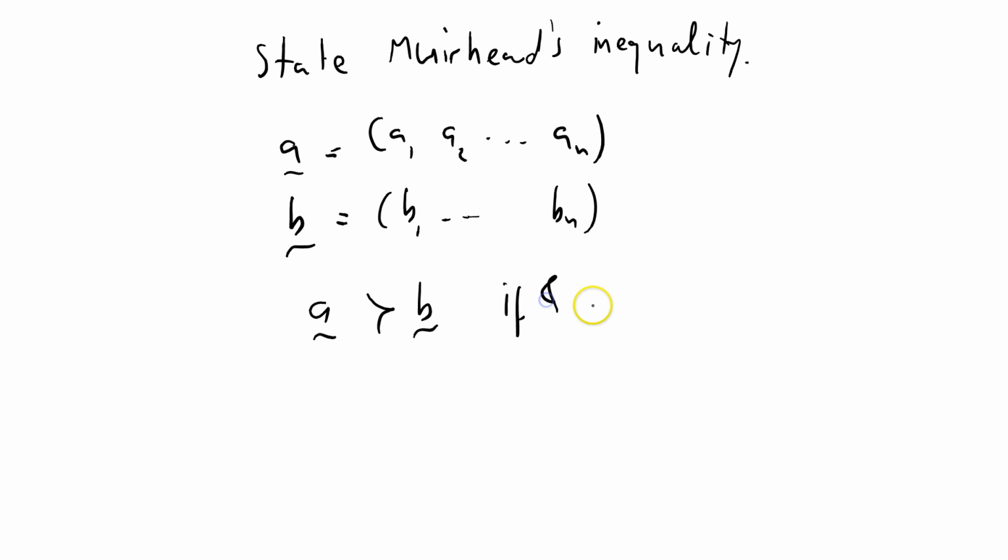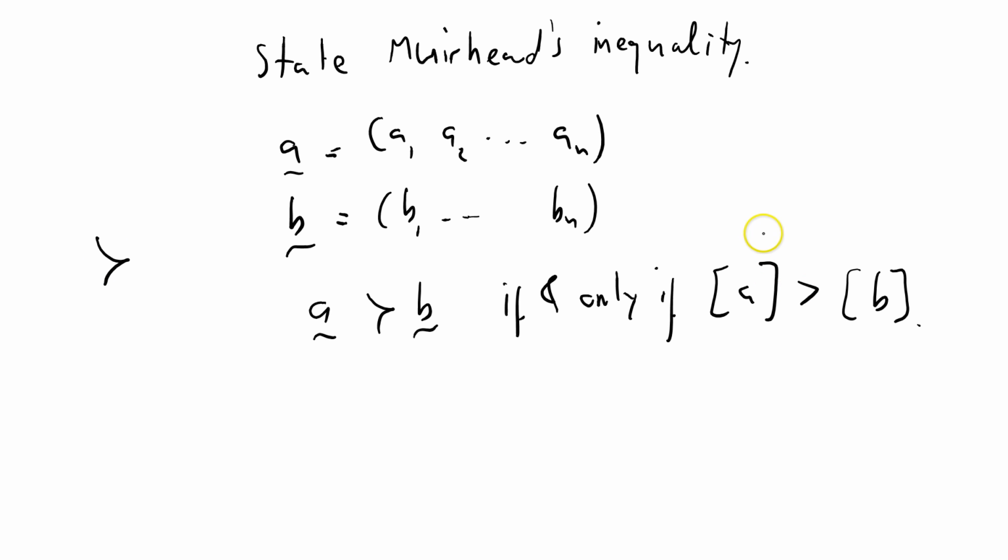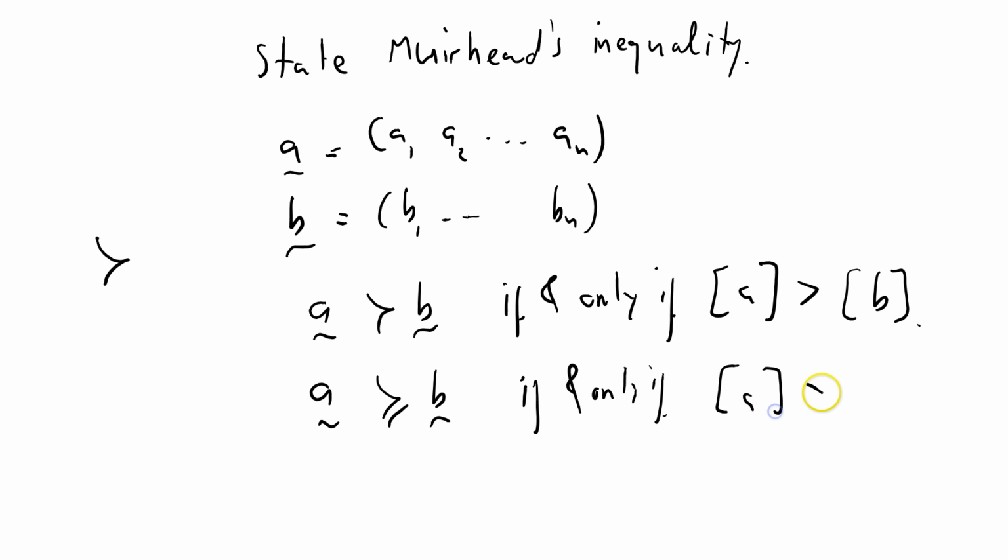then if and only if, so A majorizes B if and only if the symmetric mean of A is greater than the symmetric mean of B. That's it. We needed quite a lot to set up. We needed to set up the definition of majorization, which is this curly kind of greater than, and we also needed to set up what the symmetric mean was. And you sometimes see it written like this with an equality: if and only if the symmetric mean of A exceeds or equals the symmetric mean of B.